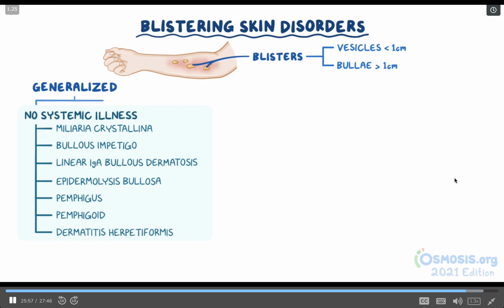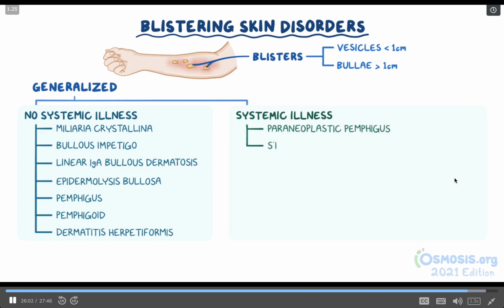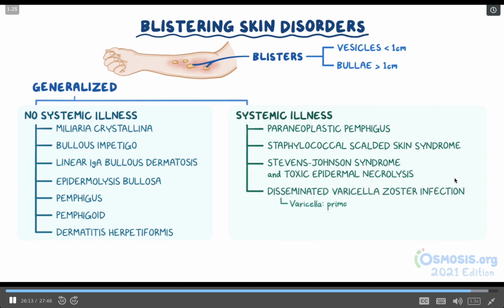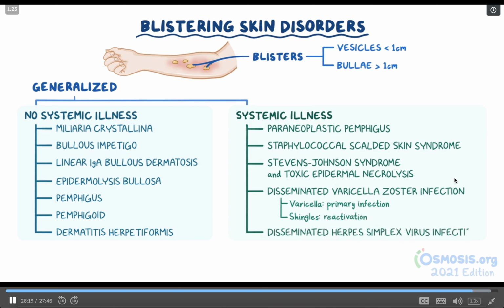On the other hand, generalized blisters associated with systemic illness include paraneoplastic pemphigus, staphylococcal scalded skin syndrome, Stevens-Johnson syndrome, toxic epidermal necrolysis, disseminated varicella-zoster infection, presenting as varicella with primary infection and shingles with reactivation, and disseminated herpes simplex virus infection.